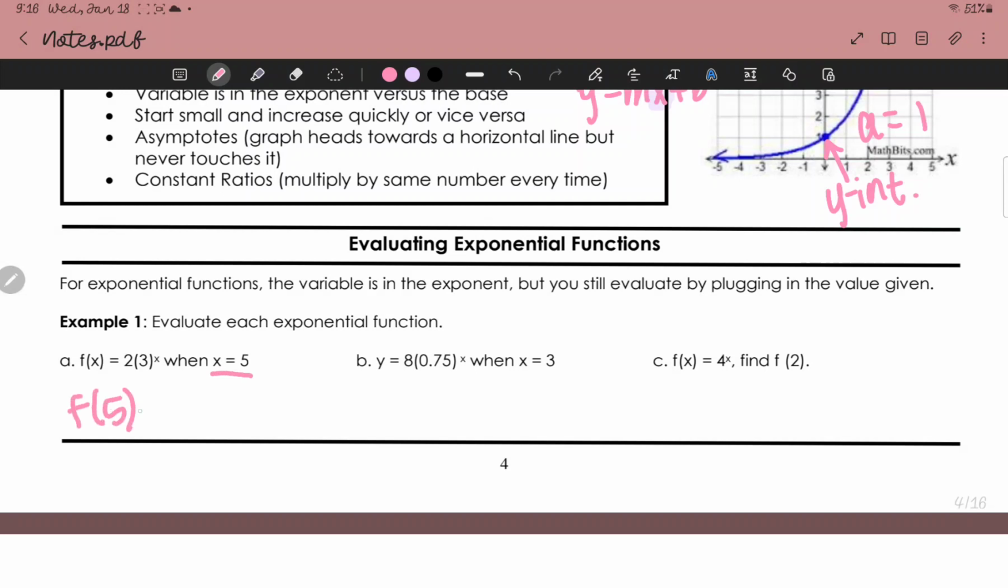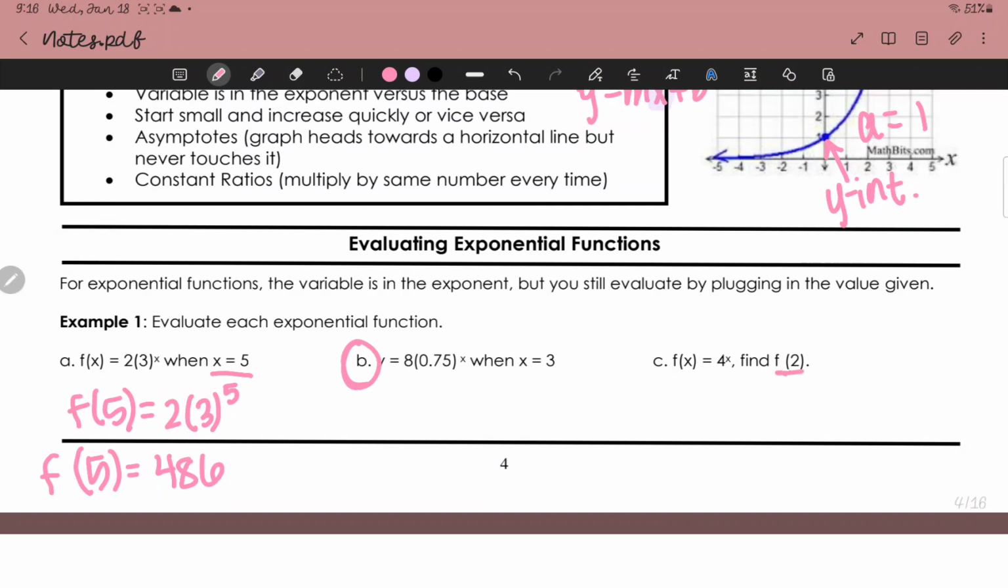So f of 5 equals 2 times 3 to the 5th power. When I do that, I'm going to use my calculator off screen, of course. So I'll have 2 times 3 to the 5th power, and that gives me 486. This tells me that the 5th point here, whenever x is 5, my y value is going to be 486. So again, you will do B on your own, and then C, it says find f of 2.